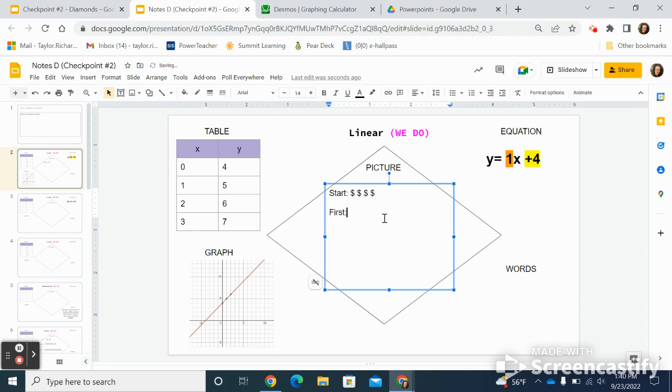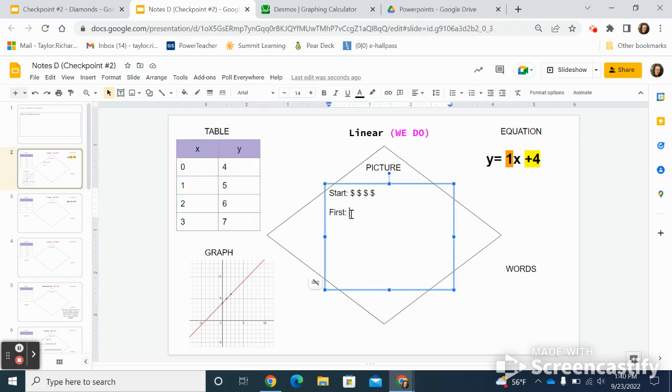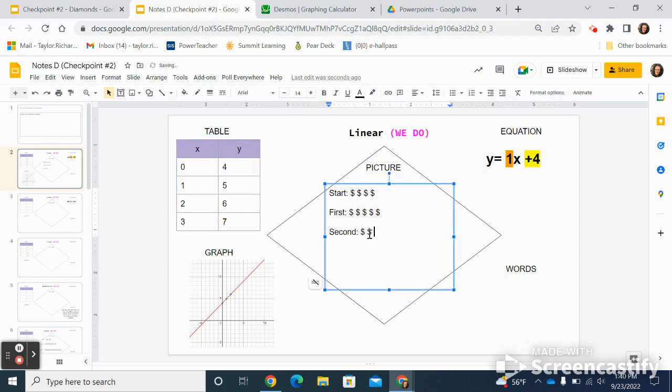Now we're going to say that after the first time, how many money symbols should we have? We'll look over here. After the first time, I should have 5, right? They're going up by 1. So for this time, I'm going to say I have 5 money symbols. And then second time around, how many do I have? I should have 6. So I'm going to type out 6. And all I really want to see is 3 separate times. I want to see how it's changing. It's going up by 1 every time, a visual.